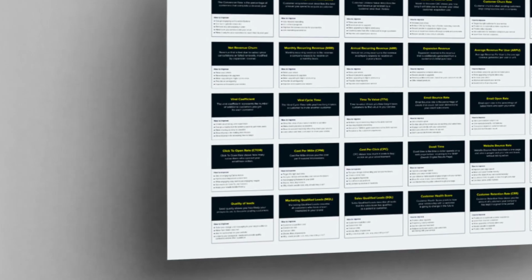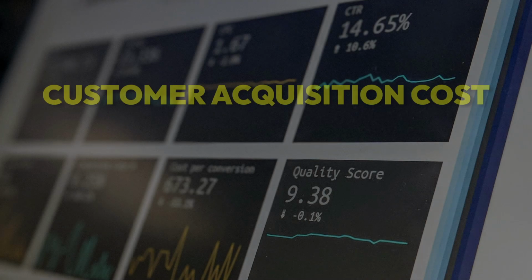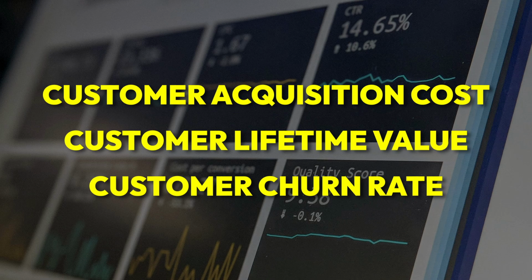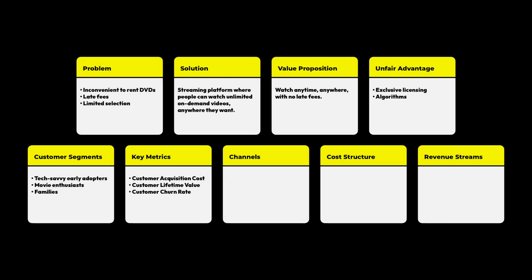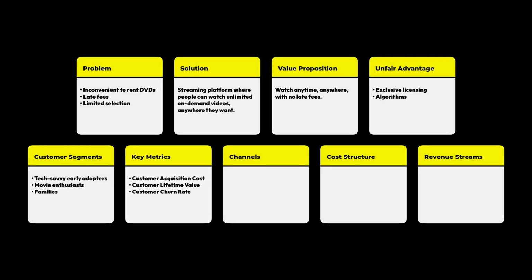Okay, metrics. Now, this is where you really get to see if your business is on track. Here's the deal. There are over 50 metrics you could measure, but most of them are meaningless. What really matters are metrics that drive growth. Metrics like customer acquisition cost, customer lifetime value, or customer churn rate. We won't go into details about metrics now, but remember, you need to focus on the numbers that tell you how your business is actually performing. For Netflix, for example, and Netflix is a SaaS business, a software as a service business, these are the exact metrics that are important to them.